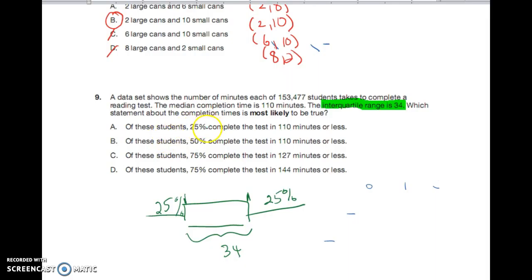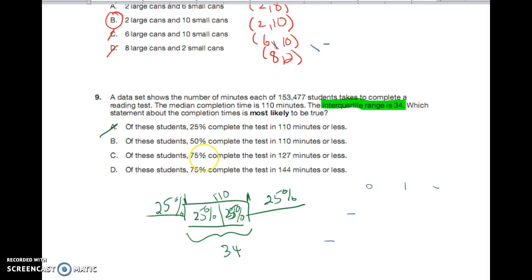So it says of these students, 25% complete the test in 110 minutes or less. So the median completion time is 110 minutes. The median is the middle, and remember there's 25% here and 25% here. So no way is A right. Of these students, 50% complete the test in 110 minutes or less. That one could be true.